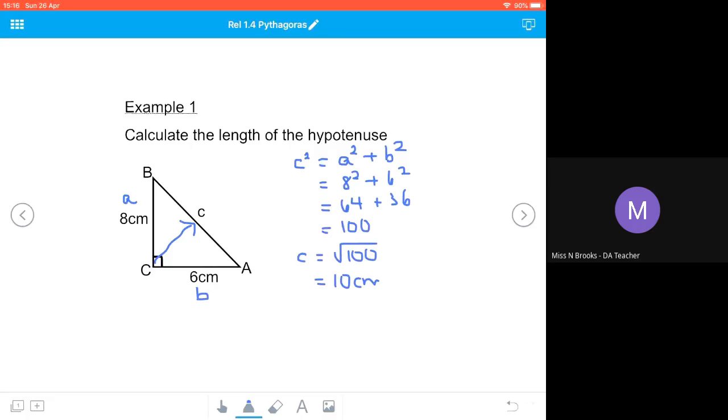Now, we always need to go back and check our triangle to make sure our answer makes sense. And if we've got an 8 centimeter by 6 centimeter right-angled triangle, it makes logical sense that the long side could be 10 centimeters. If we'd forgotten to square root it and we had an answer of 100, we would know that we'd gone wrong somewhere and that we needed to go back and check our working so that our answer makes sense.